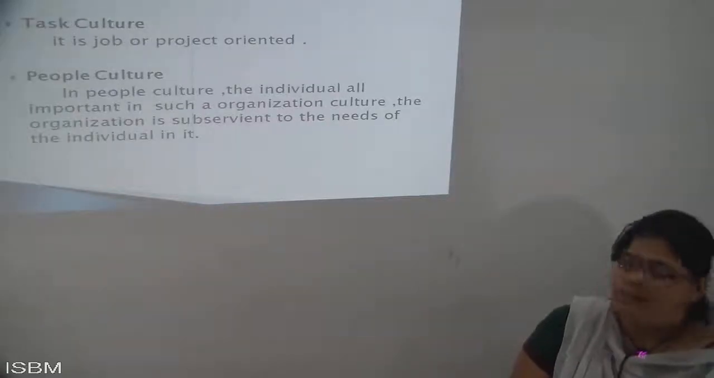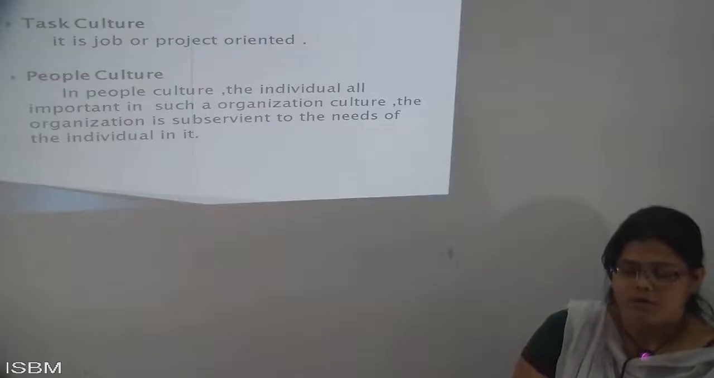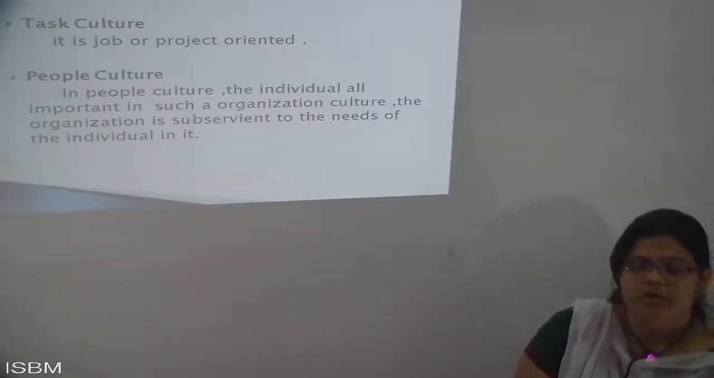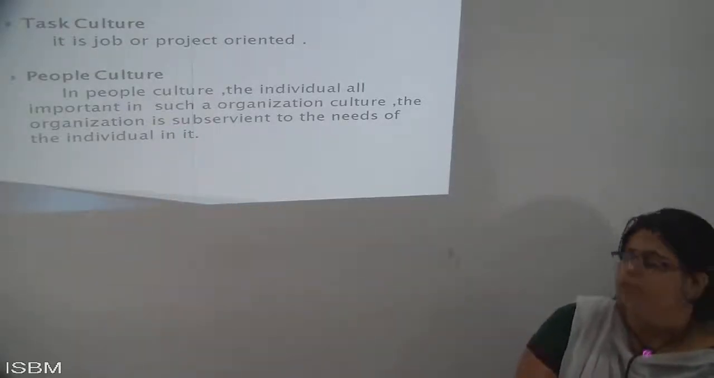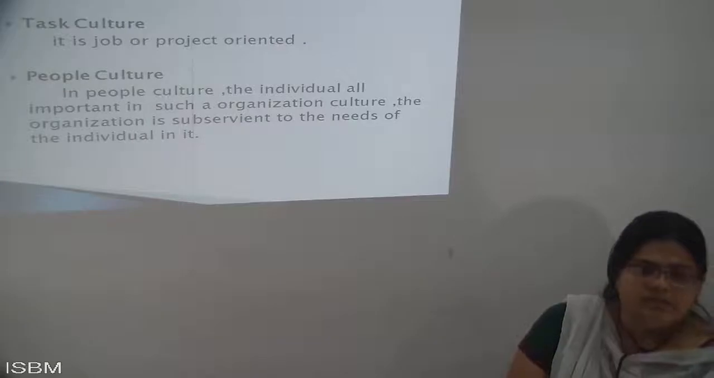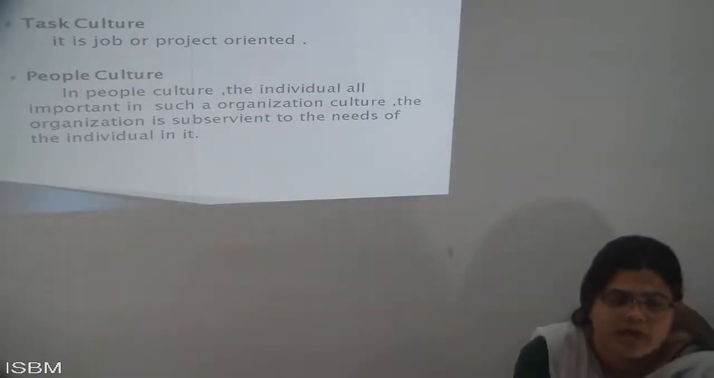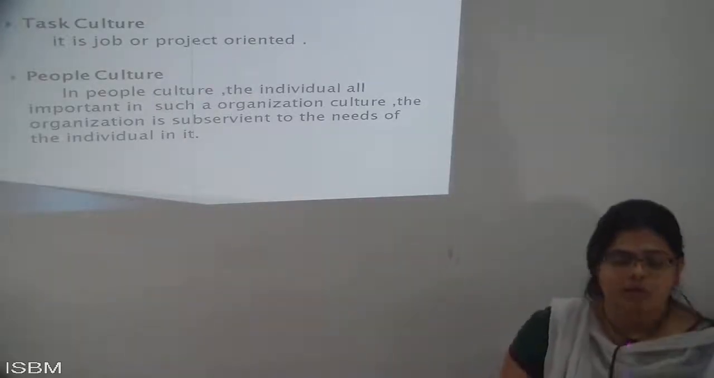Next is the task culture, which is about whatever work or project has been allotted to you. You become an orientation person, and you follow each and everything. Next, people culture is the most important thing. In each and every organization, people behave in their own terms. People have their own attitudes and perceptions, which change. So that is why you need to develop and adapt.